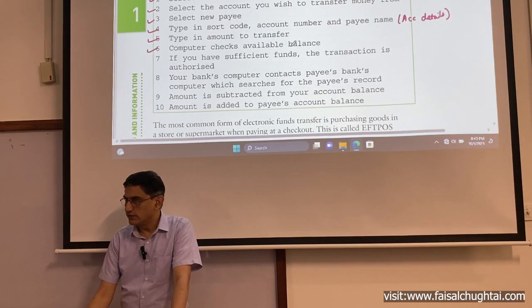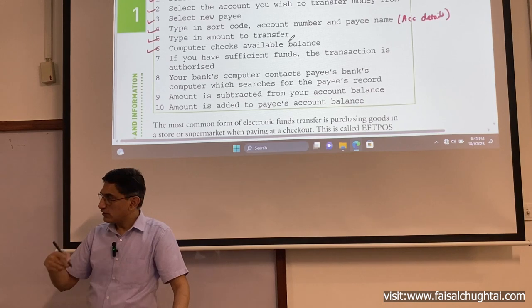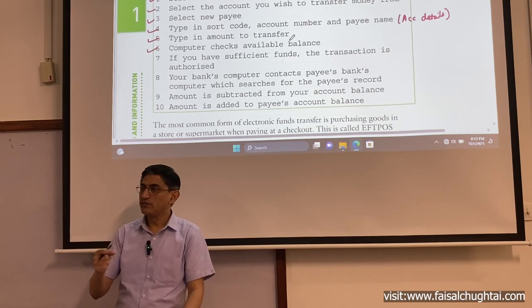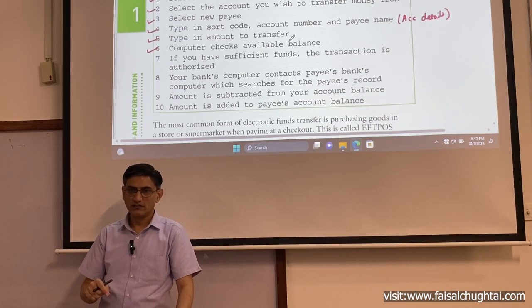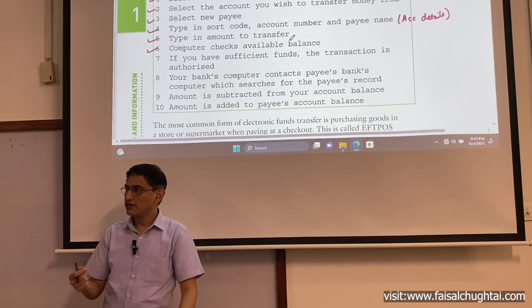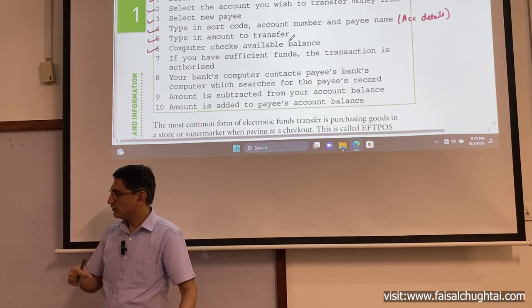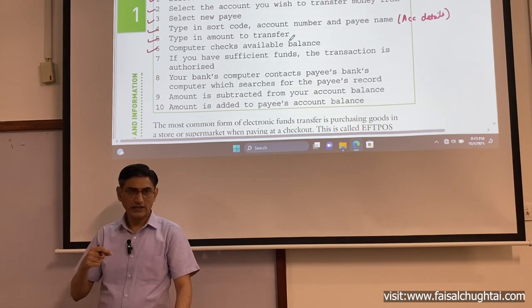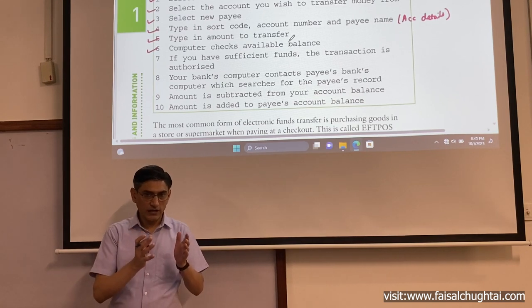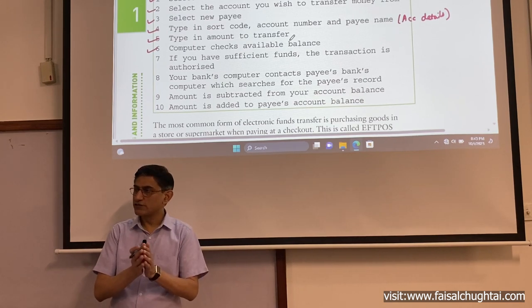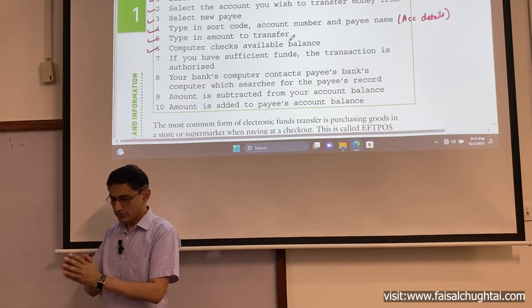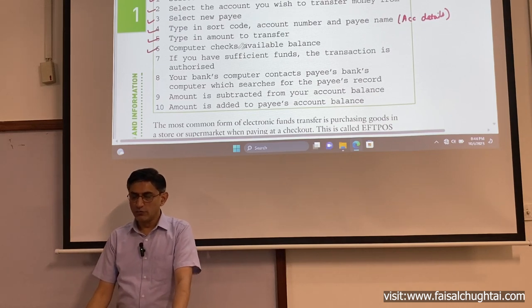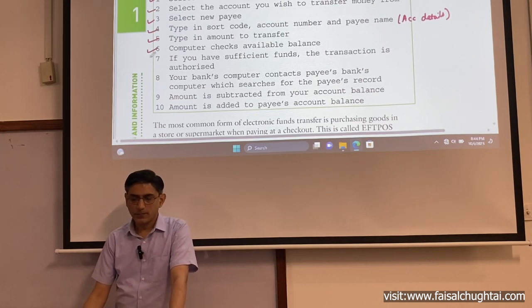Computer checks available balance. Remember, you can only make a certain payment if you have the required balance in your account. I cannot make a payment if I do not have the required amount in my account. So my account would be checked to see whether I have sufficient funds available to make this payment or not. If you have sufficient funds, the transaction is authorized.